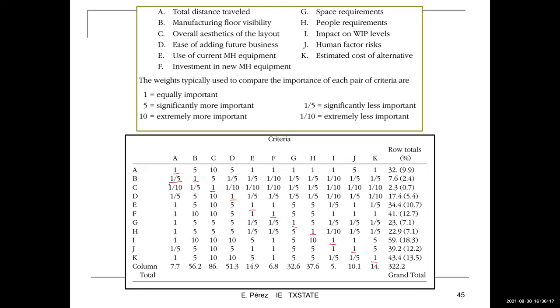And then you accumulate those numbers to the right of each row and at the bottom of each column, and then you can compute the totals and the percentage that each one represents out of the total. So you see for A, that represents 9.9%. See which one is the highest one. I is 18.3%. So you can start ranking those items in terms of level of importance and start working from there.